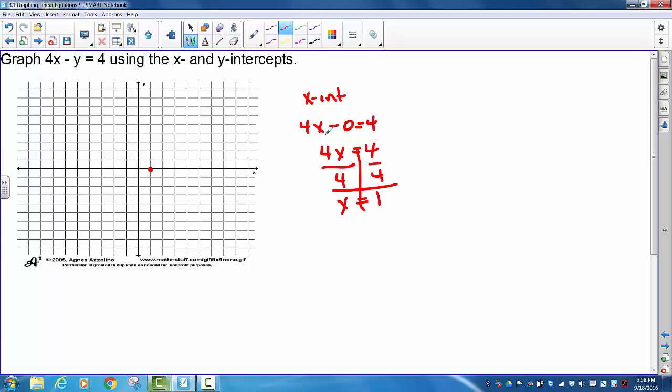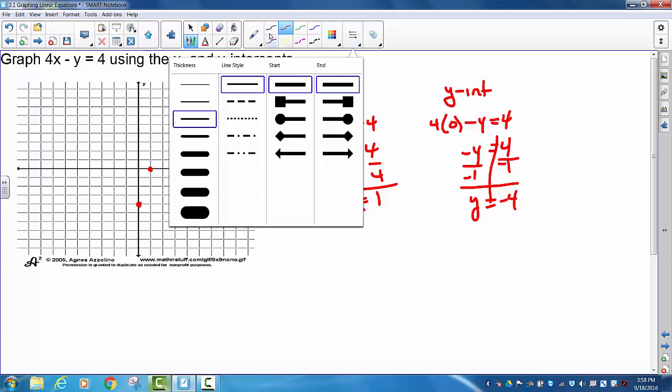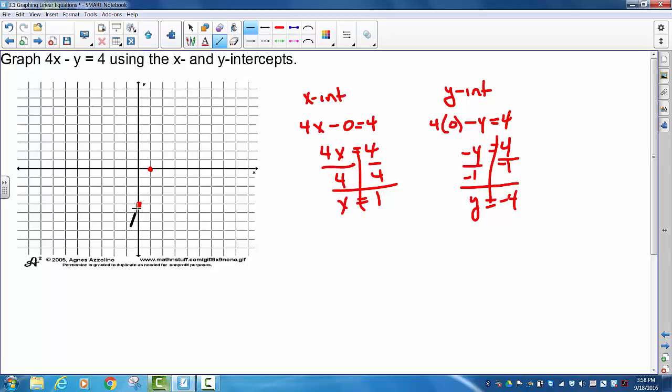That's the x-intercept. The y-intercept occurs where the x is 0. So we go 4 times 0 minus y equals 4. That gives us minus y equals 4. Divide by negative 1, divide by negative 1. Y equals negative 4. So we come over here to negative 4. 1, 2, 3, 4. And we draw our line. Put our arrows on each end because the line goes on forever in both directions.